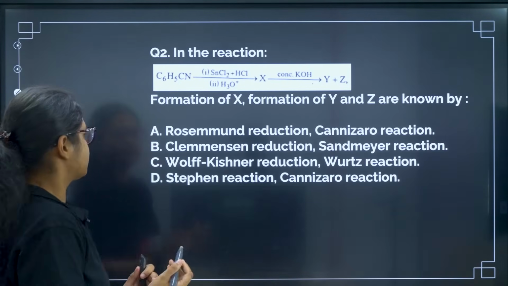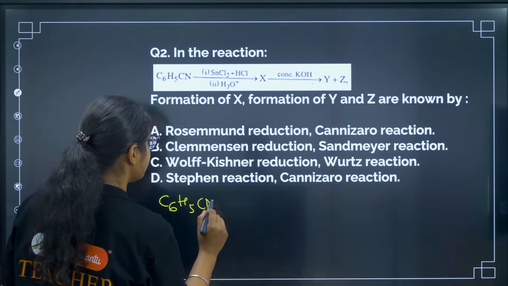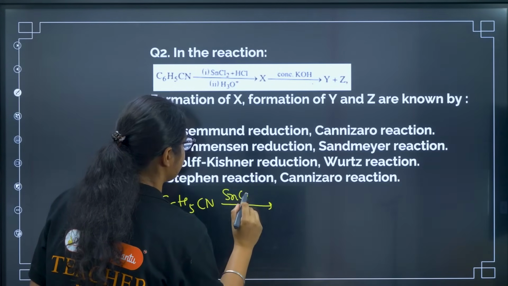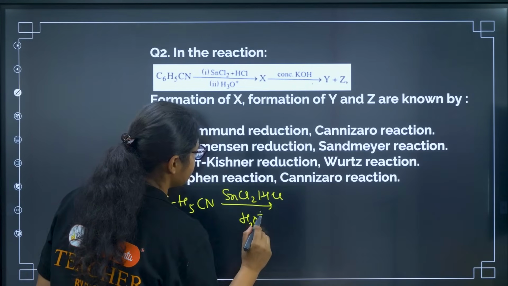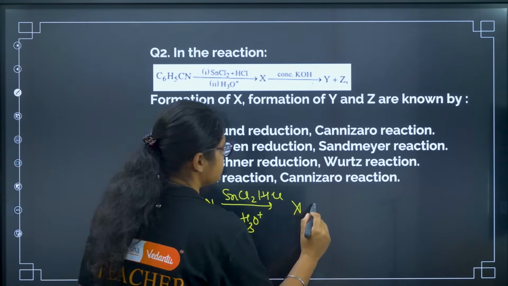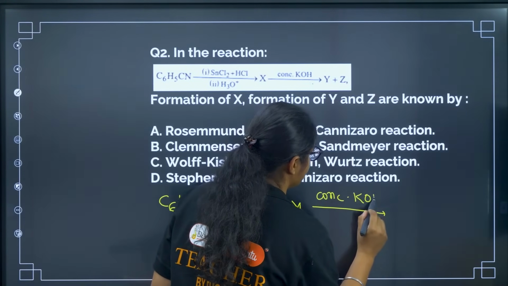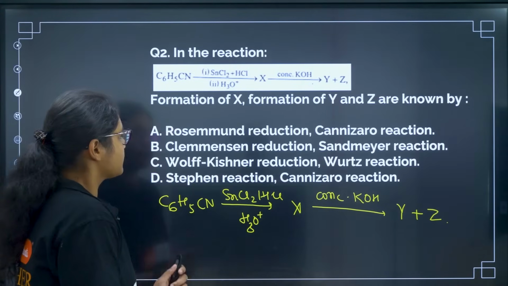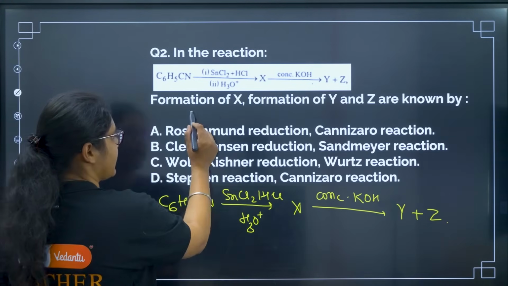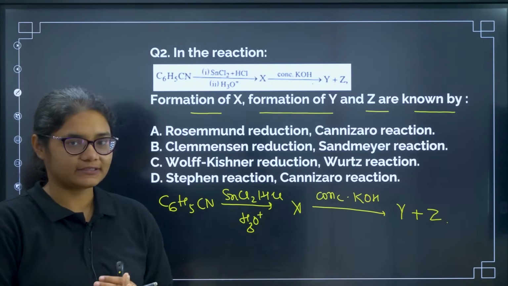Again a reaction based question. We have C6H5CN, which is treated with SnCl2, HCl and then acidic water to give you X. Now this X is treated with concentrated KOH to give you Y plus Z. The question is about the formation of X, and Y and Z are known by. So this is directly a name reaction question.